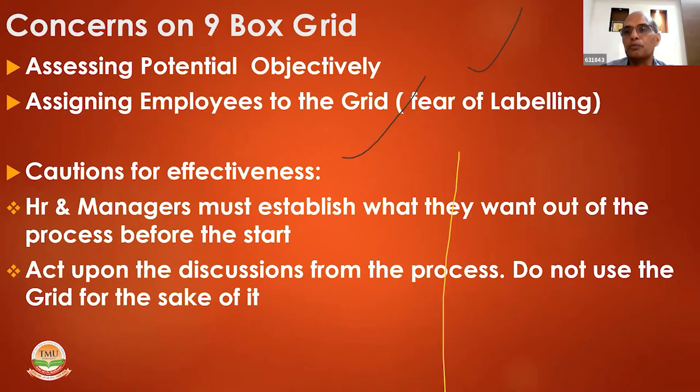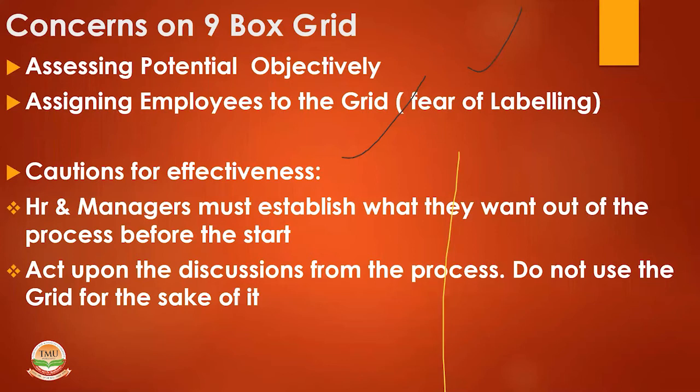Psychometric tools are used for assessing aptitude, various aspects of personality, etc. So there are objective tools available. Another concern is about assigning employees to the grid. There is a fear that creating labels might create problems among the employees. But as I mentioned earlier, since there is a constructive dialogue between the various managers and employees, this kind of labeling will not have the kind of impact the bell curve had.